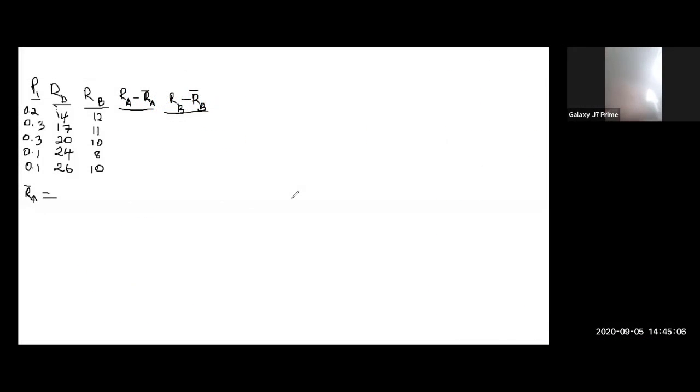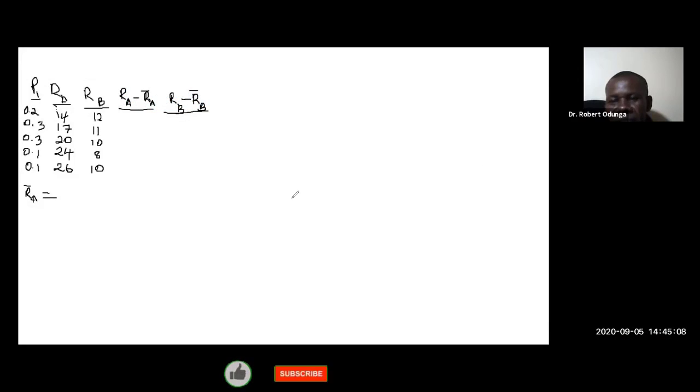But anyway, we looked at an illustration yesterday that gave us a guide on how to go about this. And the same procedure is the one you're going to use to determine the risk of a portfolio as well as the return of a portfolio.